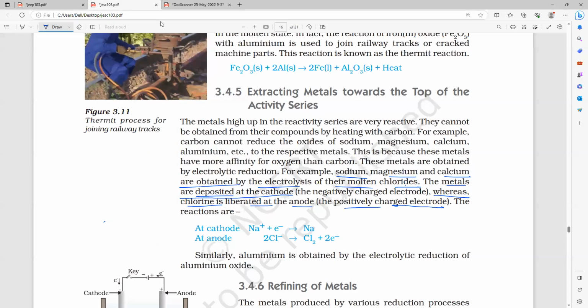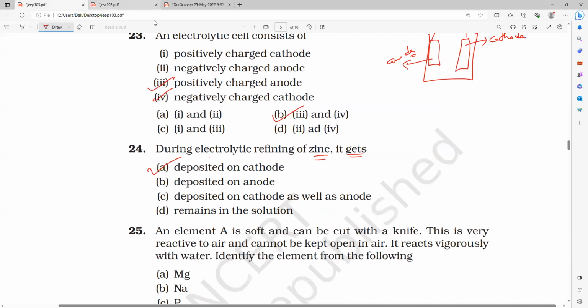Okay, so please make sure. Here they mention clearly that the metals are deposited at the cathode because the cathode is a negatively charged electrode. So positive ions will come there. Is it okay, all of you?